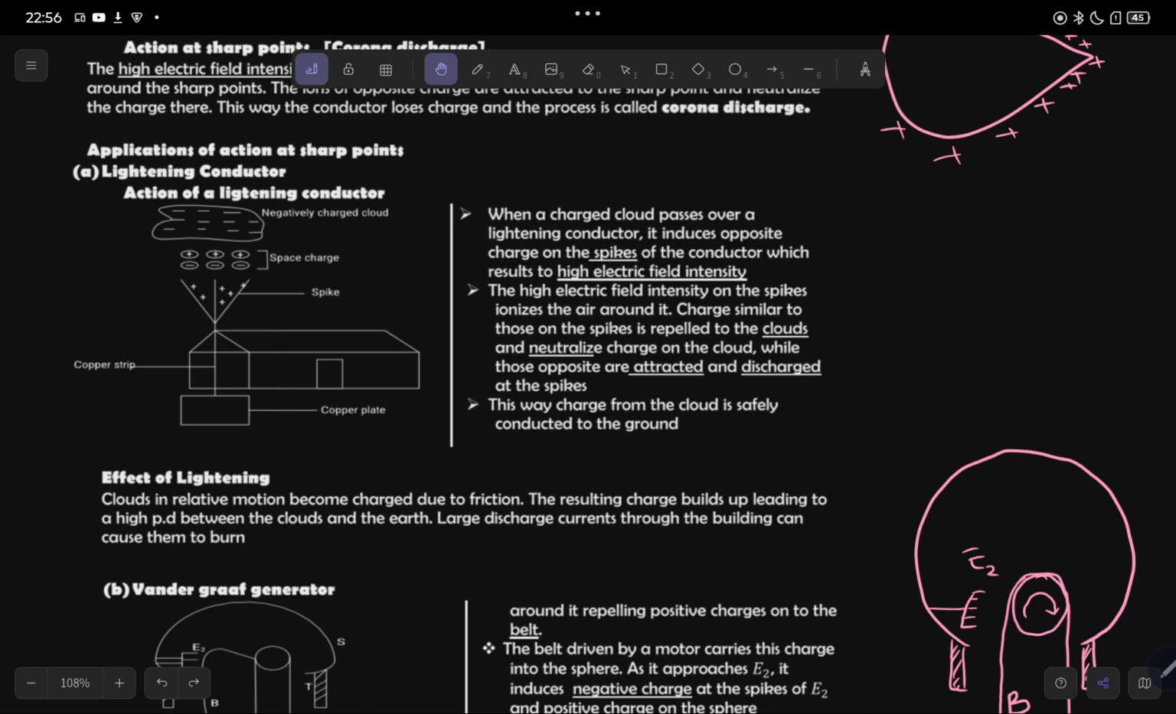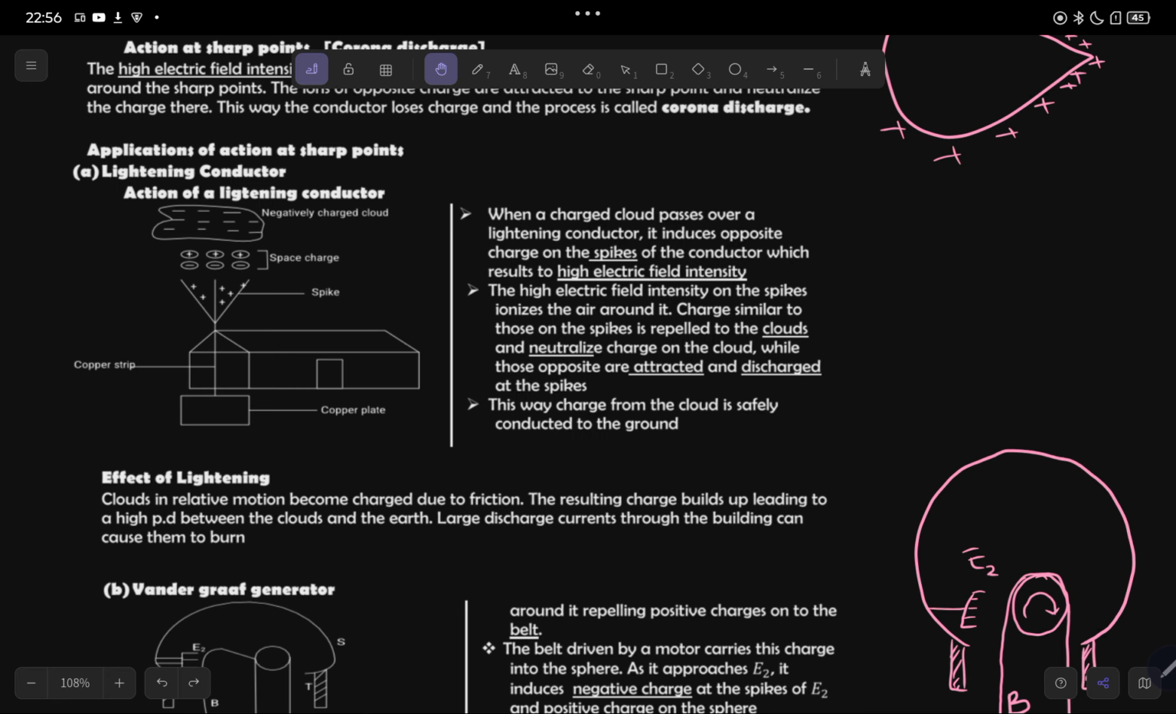They move from the clouds down through the buildings. Remember, our buildings have a very high resistance because they are not conductors. So when that large quantity of discharge happens through a building which has a very high resistance, it will generate heat in the walls of the buildings, and the building can easily burn down because of lightning. Now, to avoid this phenomenon or to protect our buildings against being destroyed by lightning, we install and use what we call lightning conductors.